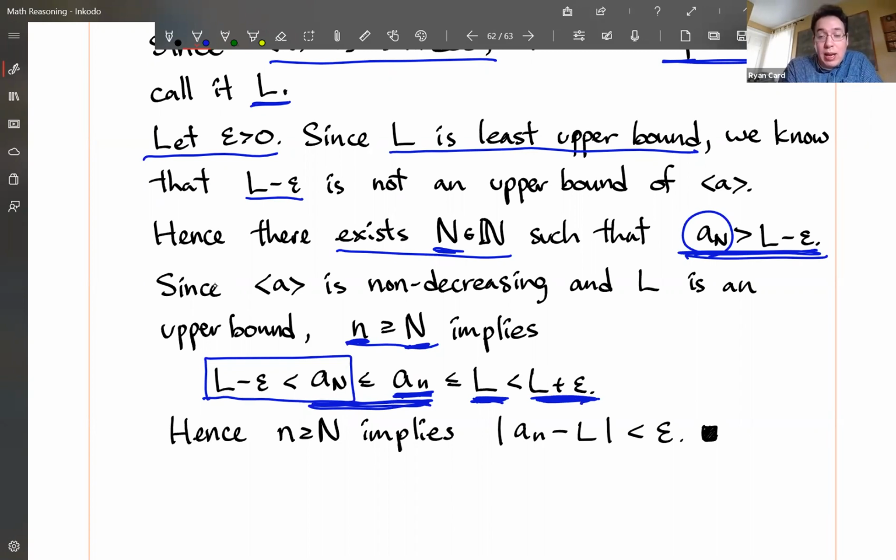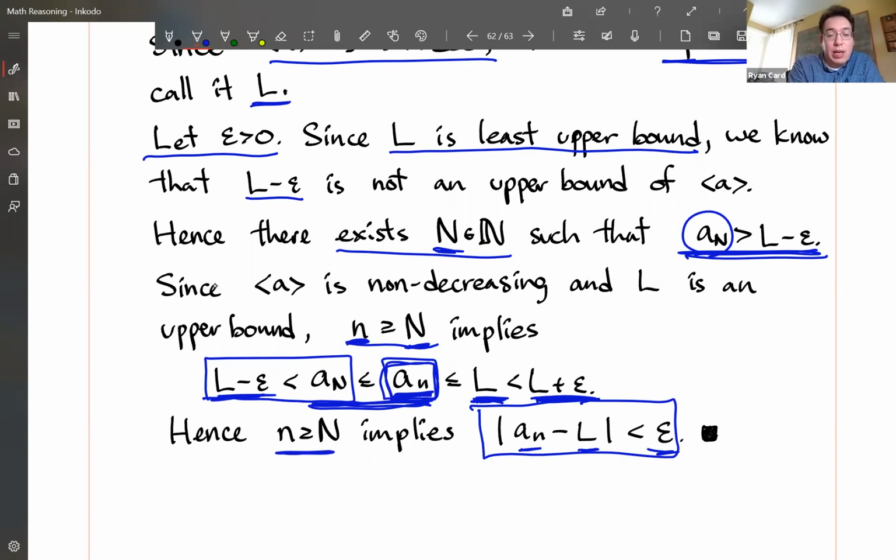But what did I write? I've written that A sub n is squished between L minus epsilon and L plus epsilon. That's another way to write exactly this inequality: the distance from A sub n to L is within epsilon. So we found an N where if you pass that N, you're within epsilon of the limit. So we are done. We found the limit.